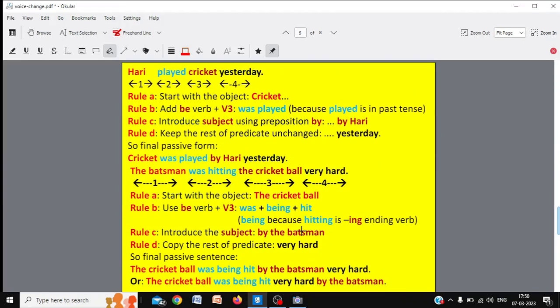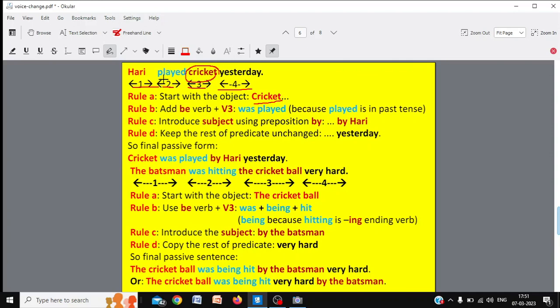Hari played cricket yesterday. Hari, subject, that is 1. Played, verb 2. Cricket, object 3. And yesterday, the rest of the predicate, 4. So start with the object. That means you are starting with the word cricket. That is the first part of your passive voice sentence.